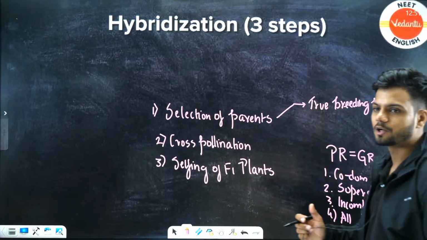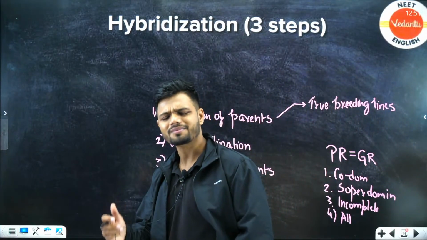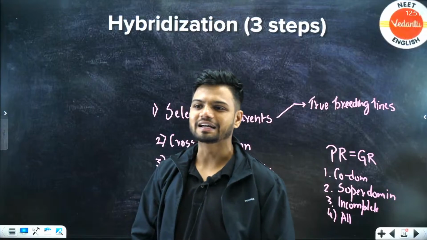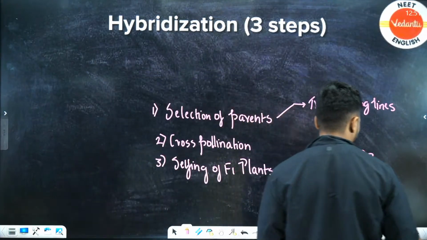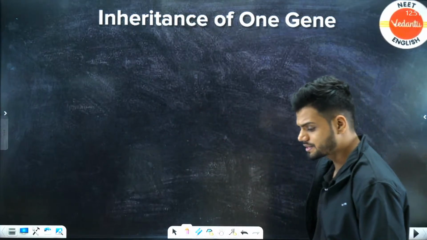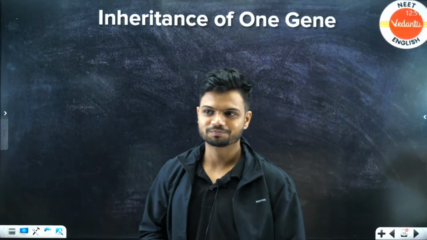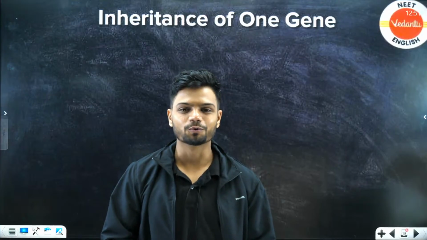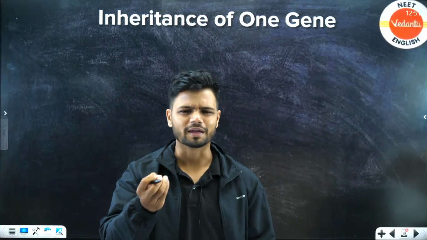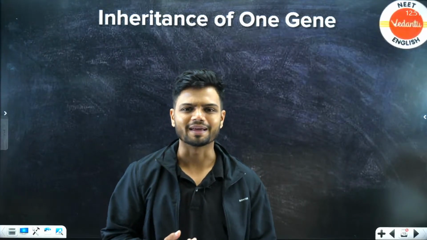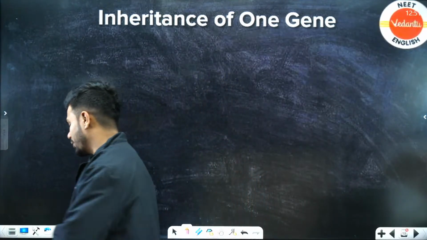Phenotypic ratio is equal to genotypic ratio in the case of incomplete dominance. Nice. Okay. Now students, can we do the monohybrid cross? We will do it in a much simpler manner, so everyone will be able to understand, and there should not be any doubt after this.